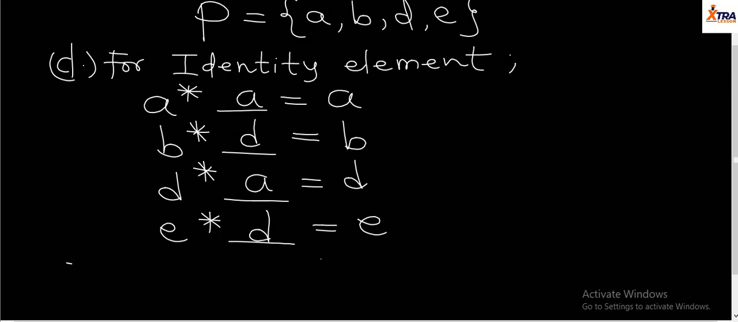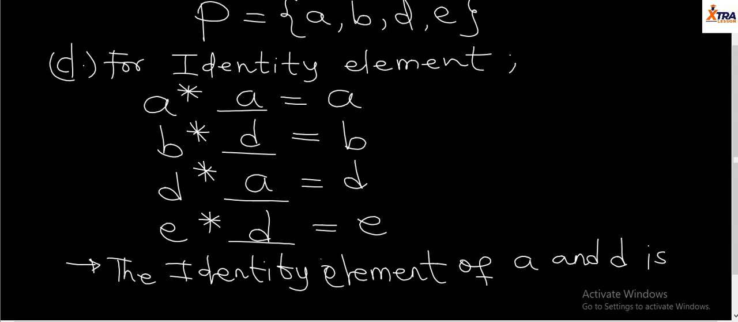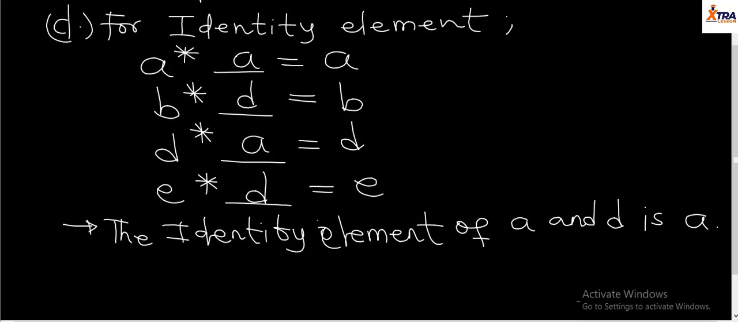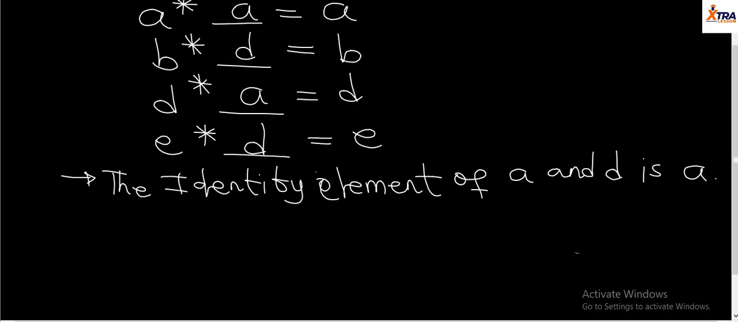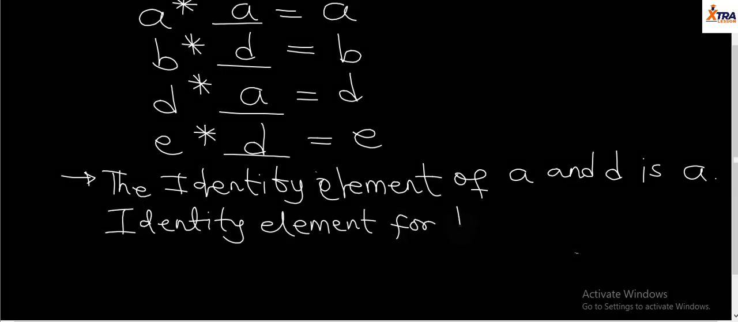So I can boldly say now that the identity element of A and D is A. That means the identity elements of A and D are actually equal, and they are the same thing, which is A. While B and E also have the same identity element. The identity element for B and E is actually D. So now that I've gotten the identity elements, we can move on to the inverse element.